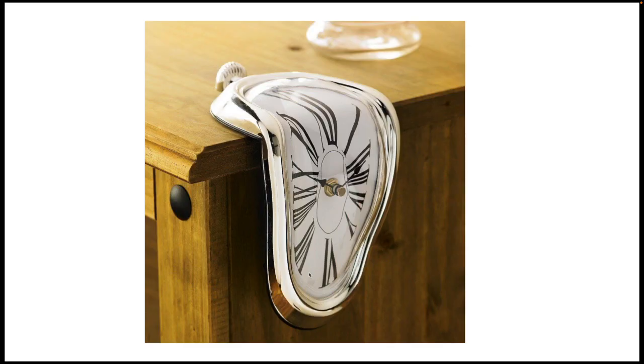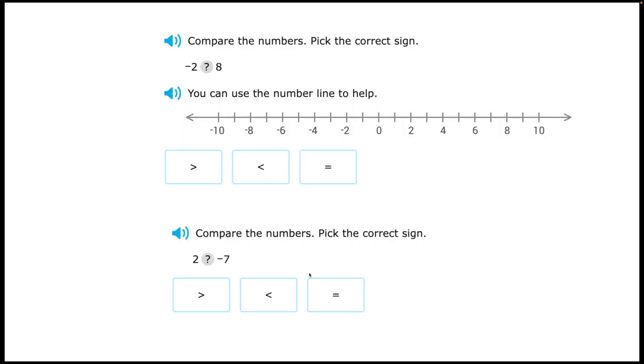Okay, it's time for you to practice what we just learned. So go ahead and pause your video and try these two problems on your own. And when you're ready to check your answers, go ahead and unpause your video.